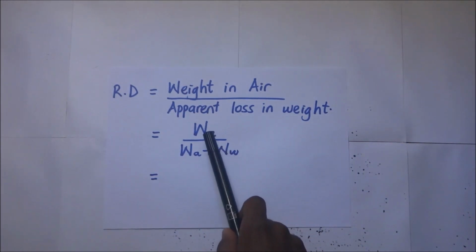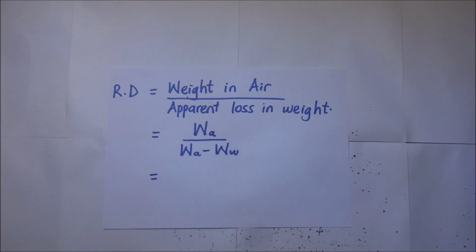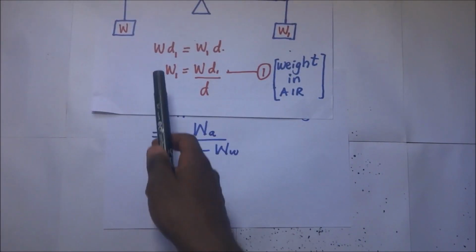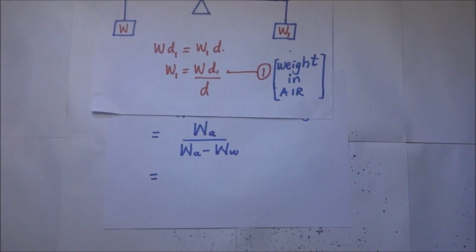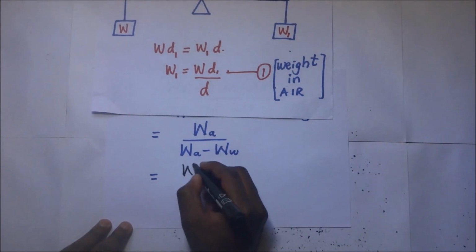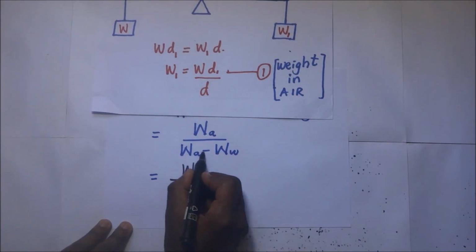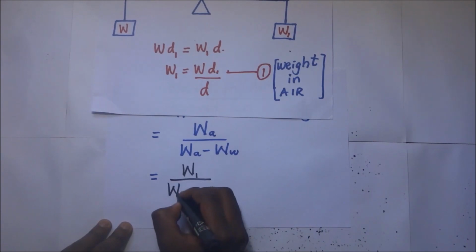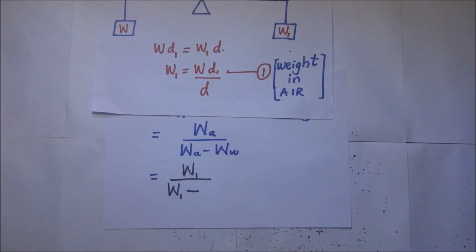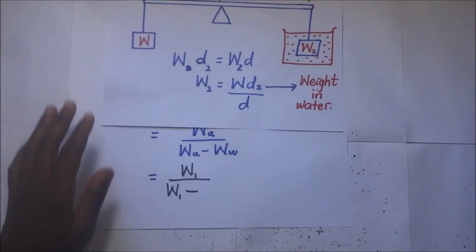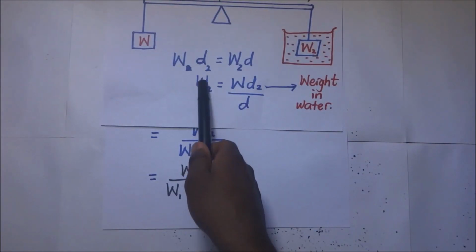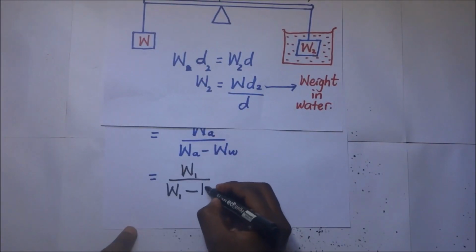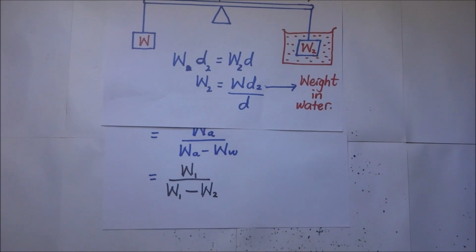Now, according to our experiment, the weight in air in this case is given by W1. W1 is our weight in air. So in this case here, this is going to become W1, divided by the weight in air still, which is W1 minus the weight when it is dipped in water. When the sinker was dipped in water, we labeled that W2. So we go ahead and make the necessary substitutions.